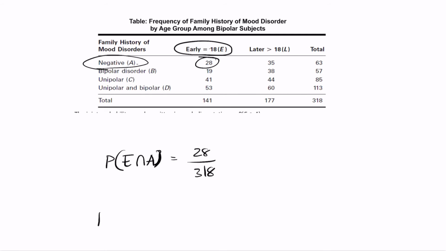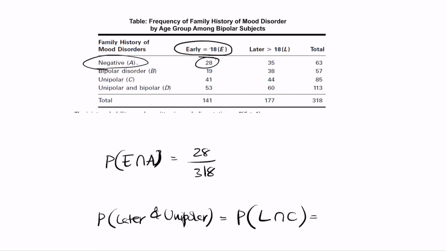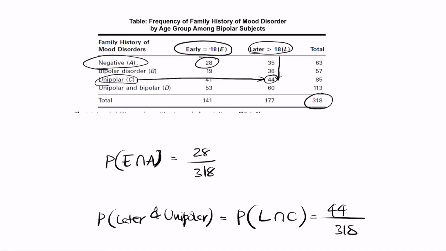In the same way, for example, let's say I wanted to find the probability of later and unipolar. So you are finding probability of L intersection U. C represents the unipolar, so look for the intersection values between L and C. This is L here and C is here, so this is the value. That value is 44. So 44 divided by the total number again. Always use the total number when you have intersection.